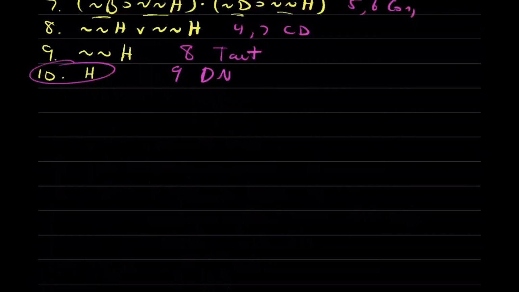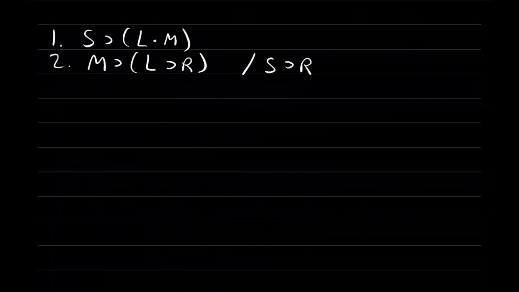Okay. Next argument. We're given two premises. S implies L and M. Line 2 tells us that M implies that L implies R, and we're trying to show that S implies R. I think this one will actually be pretty straightforward. Let's dive in.